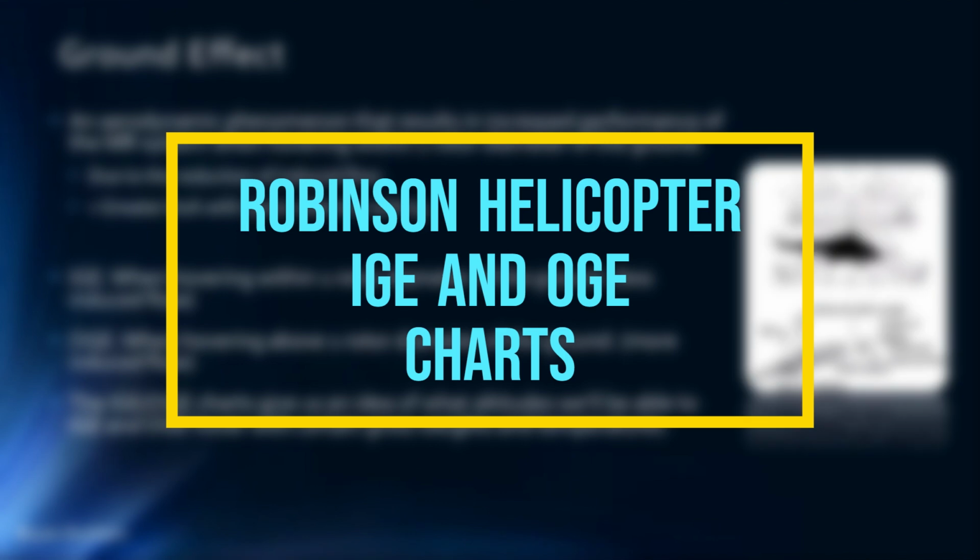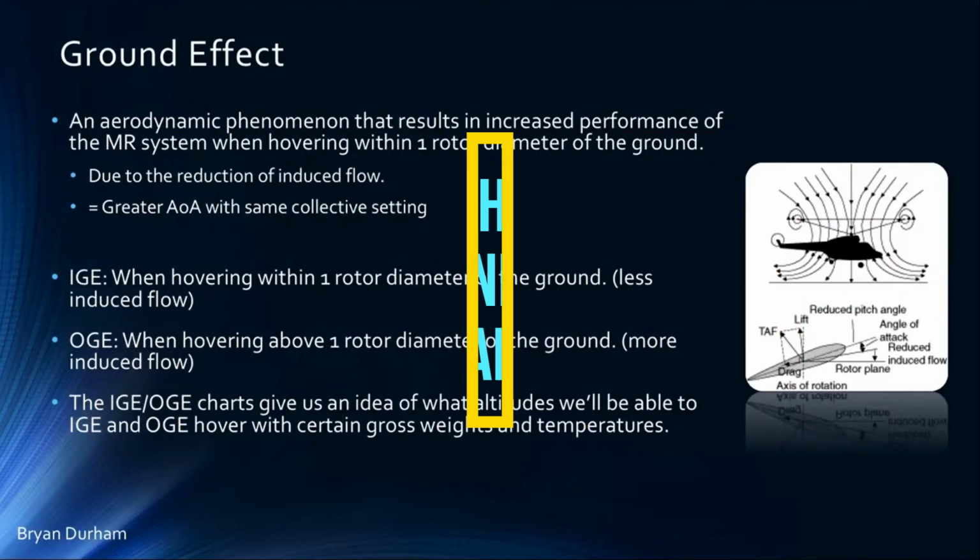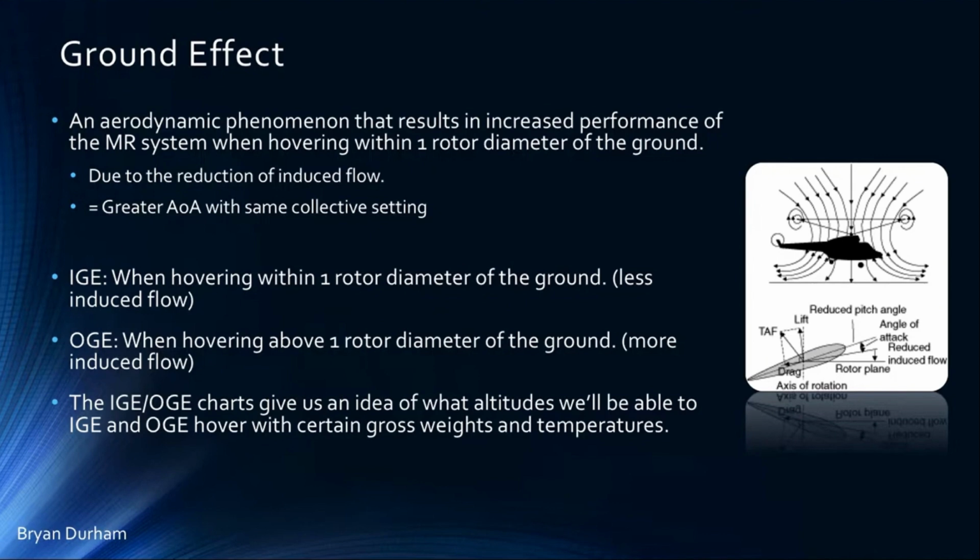So the first thing that we want to do when we're talking about any kind of performance charts dealing with ground effect is we need to define ground effect itself. So you need to have a slide in here that talks about this, and it's a nice refresher back from one of the first ground lessons that you'll be going through with your students on aerodynamics. So what ground effect is, as you can see, it's an aerodynamic phenomenon which gives you increased performance when you're hovering within one rotor diameter of the ground.